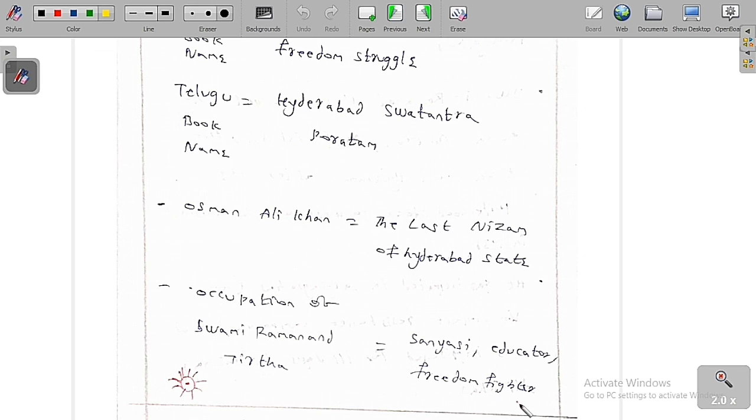So Memoirs of Hyderabad Freedom Struggle, this book was written by Swami Ramanand Tirtha. His original name was Venkatesh Bhagyavan Rao Kedigar. Swami Ramanand Tirtha fought Osman Ali Khan, Asaf Jah 7, the Nizam of Hyderabad, after the Hyderabad State Congress was established in 1938.